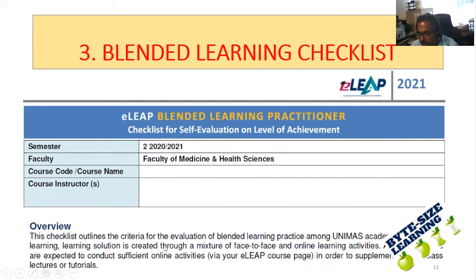The overview was actually written two years ago when we were still doing face-to-face. So it just basically says that blended learning is something besides your face-to-face. So it's a mixture of face-to-face and online learning activities. Now, currently, we are doing remote learning. So therefore, it's 100% online learning activities that we are actually engaging with. So I'm sure we will change this very soon. CAM will actually change this very soon. This is the introduction part of the checklist.